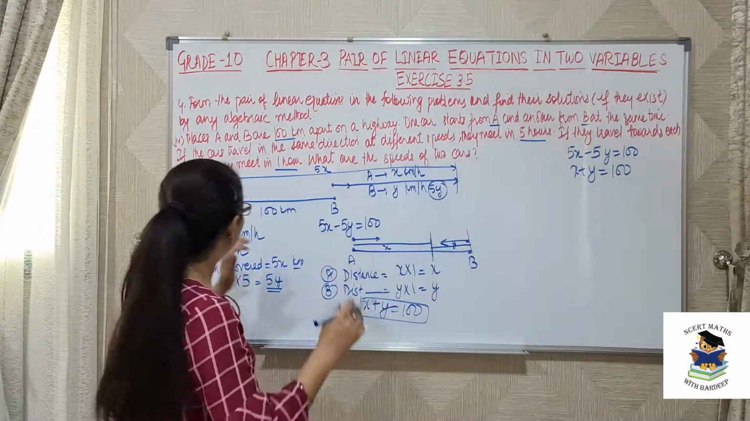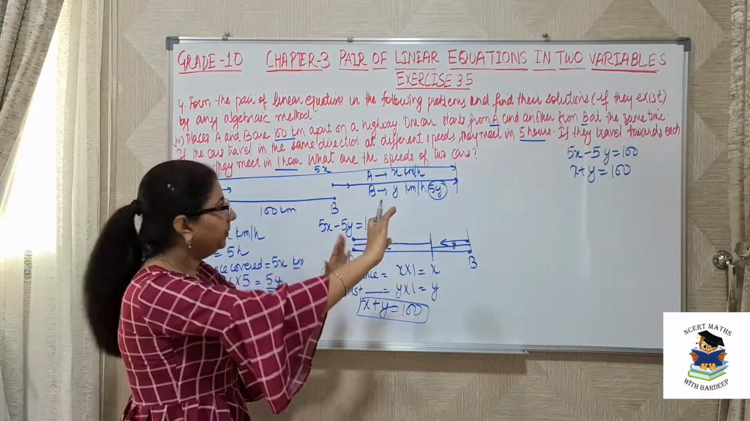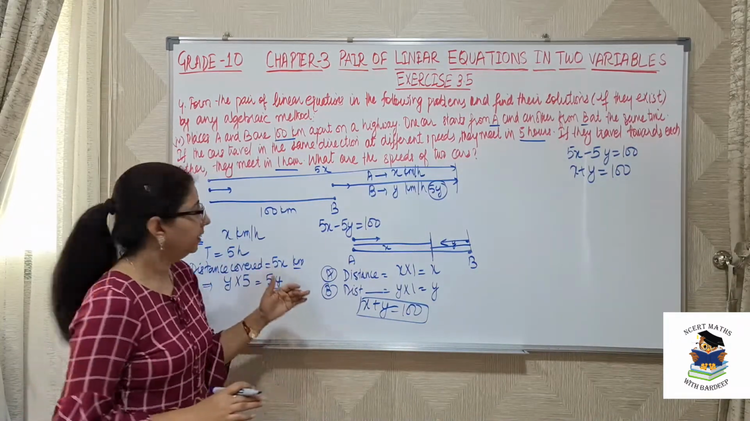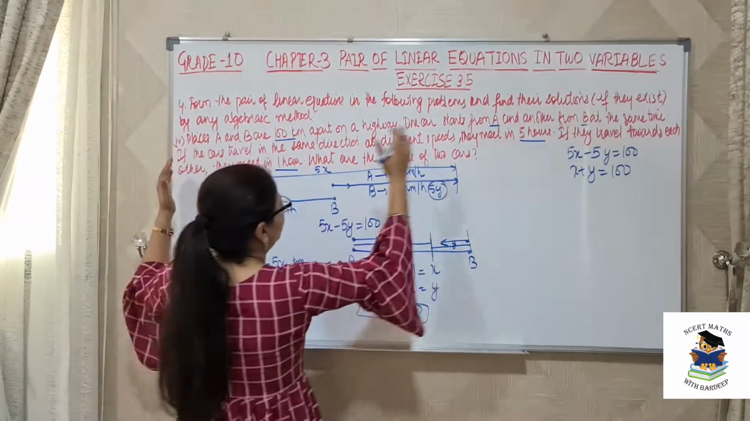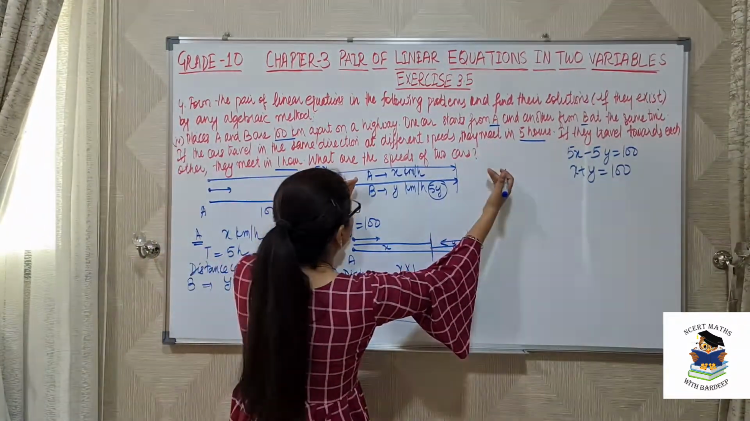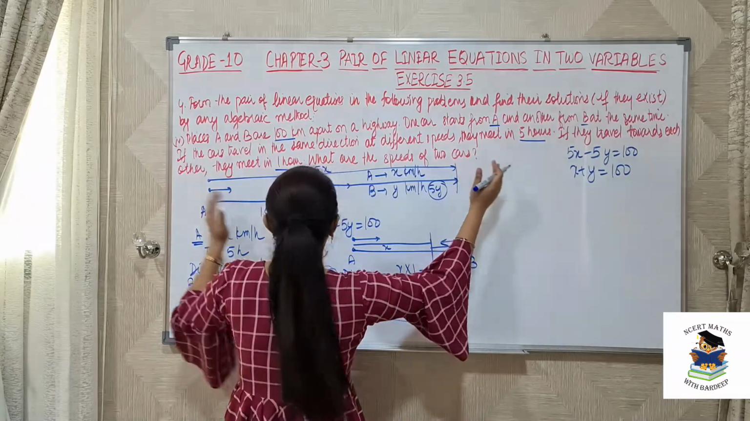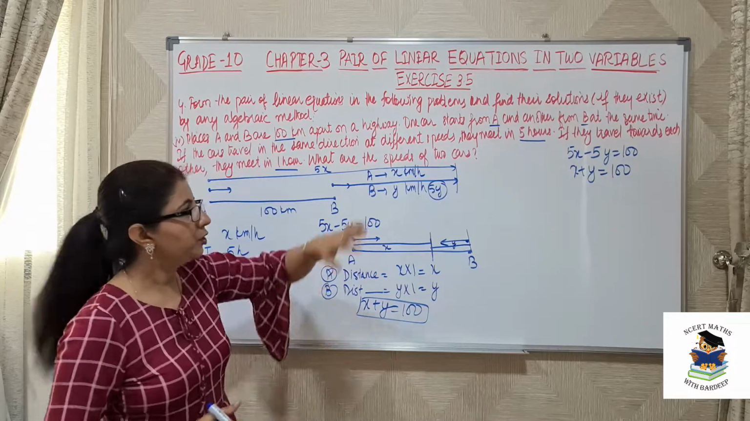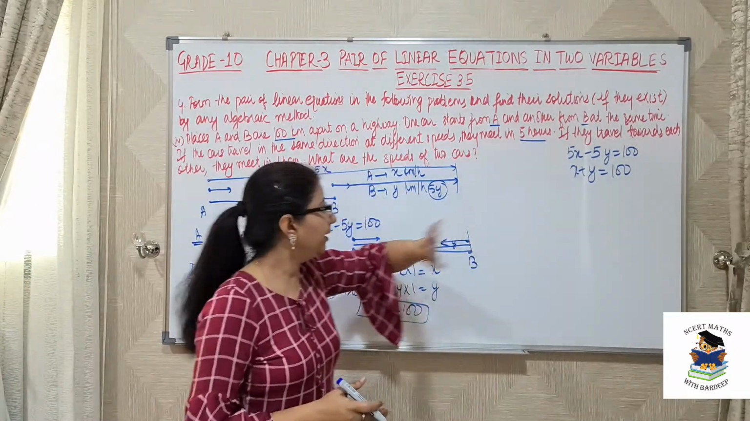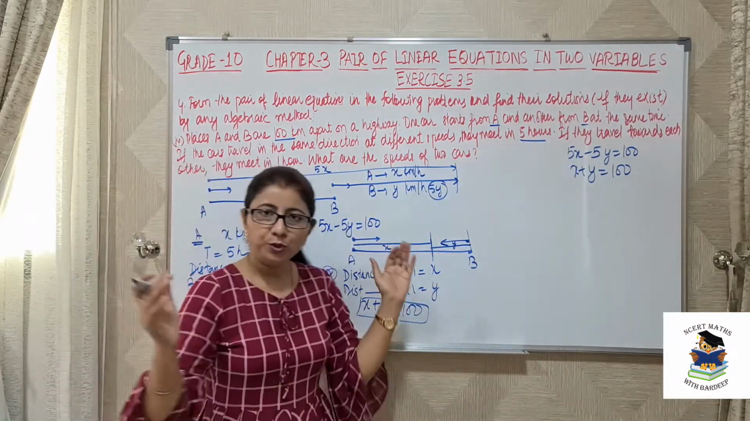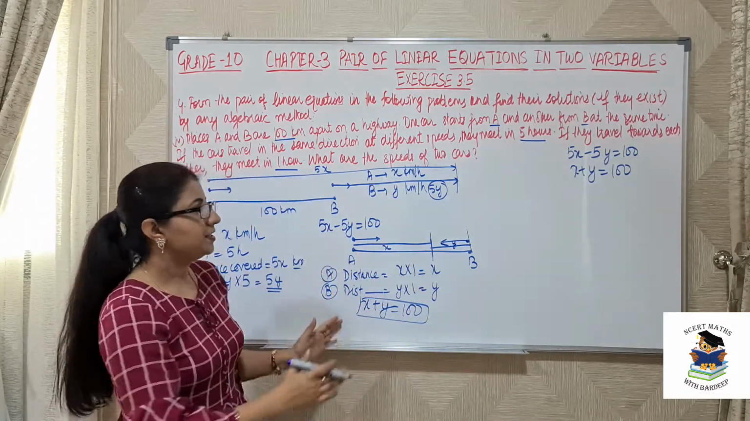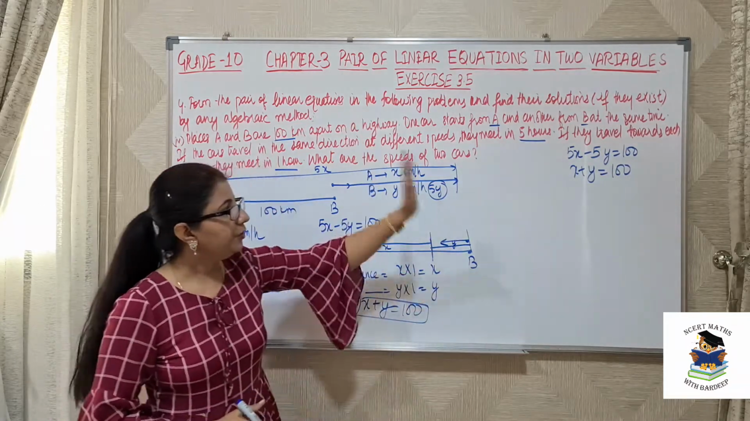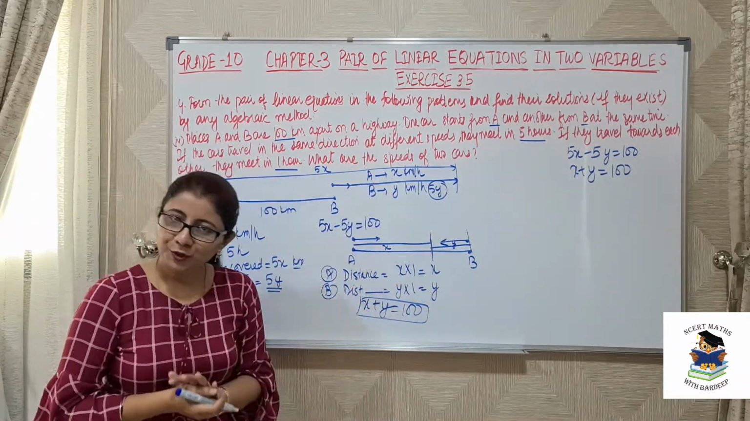I repeat: in the first case, when they are moving in the same direction, the distances covered in 5 hours are 5x and 5y kilometers respectively. One car covers this distance, the second covers this distance, only then will they meet somewhere. The difference of the distances covered by both cars is 100, so 5x minus 5y is 100. In the second case, when they are moving towards each other, the total distance covered is 100, so x plus y is 100. So now these are the equations and we should solve them.